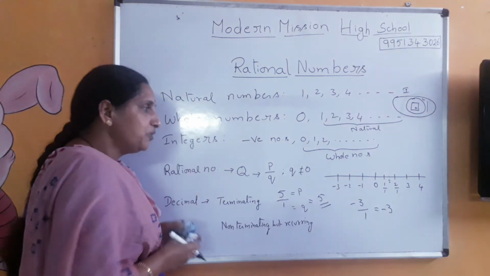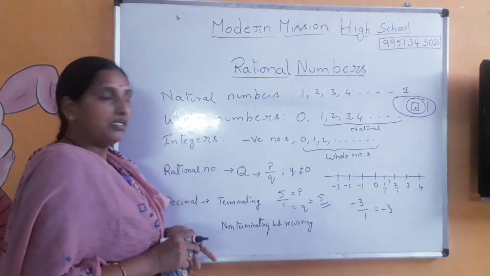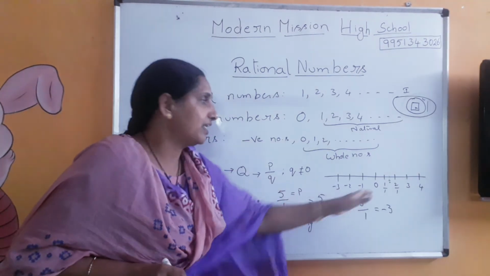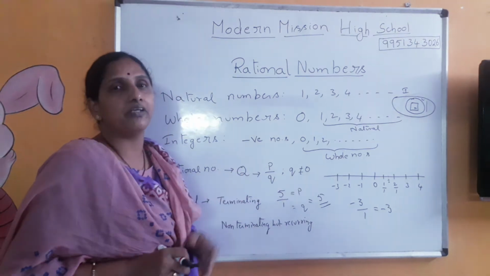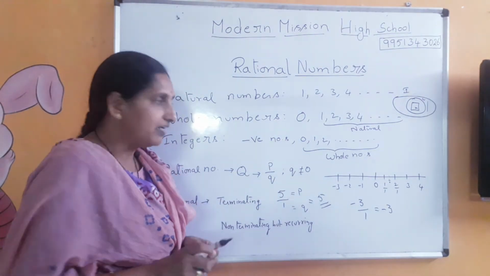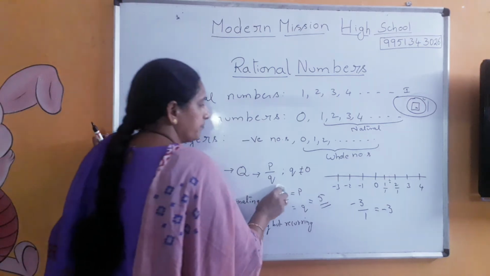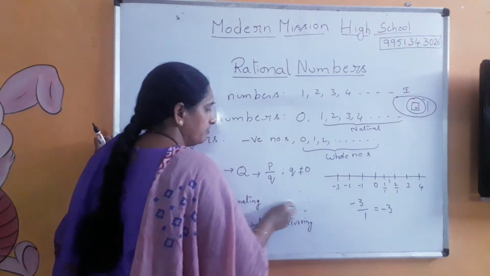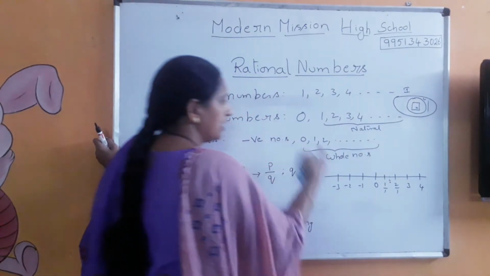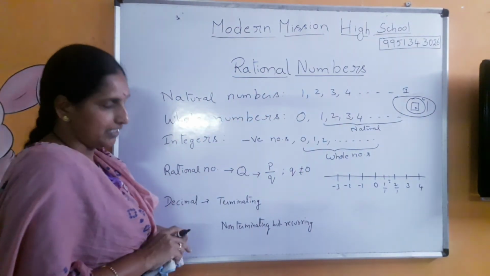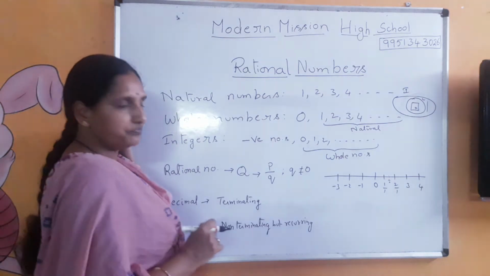So then you may say, ma'am, when all these are rational numbers, then why again another definition for rational number? Why are we giving another name to this? We can just stop at integers, no? Because all the other numbers are the subgroups of integers. Yes, I am coming to that point now.